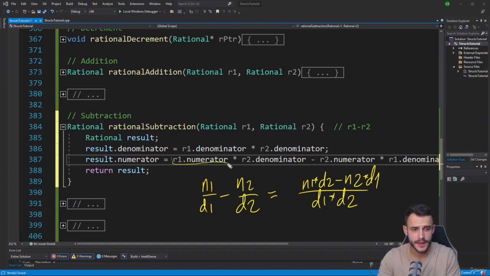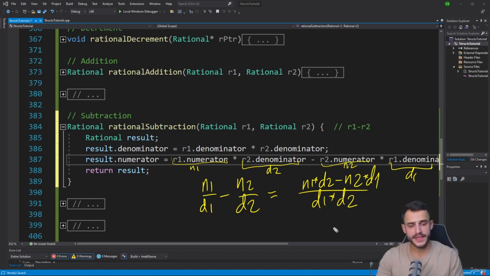This is n1. This is, what is it? d2, right? n1 multiplied by d2. This is n2. This is d1. So n1 multiplied by d2 minus n2 multiplied by d1. That should be the numerator of the result.